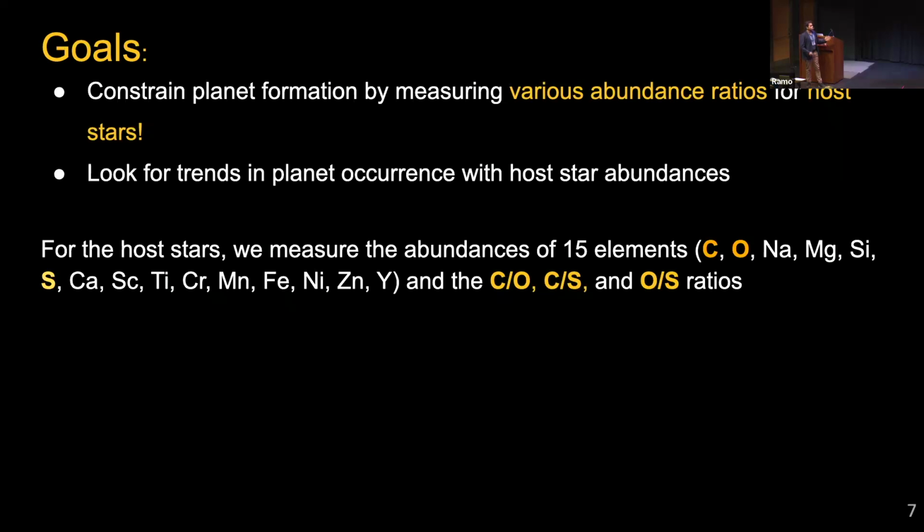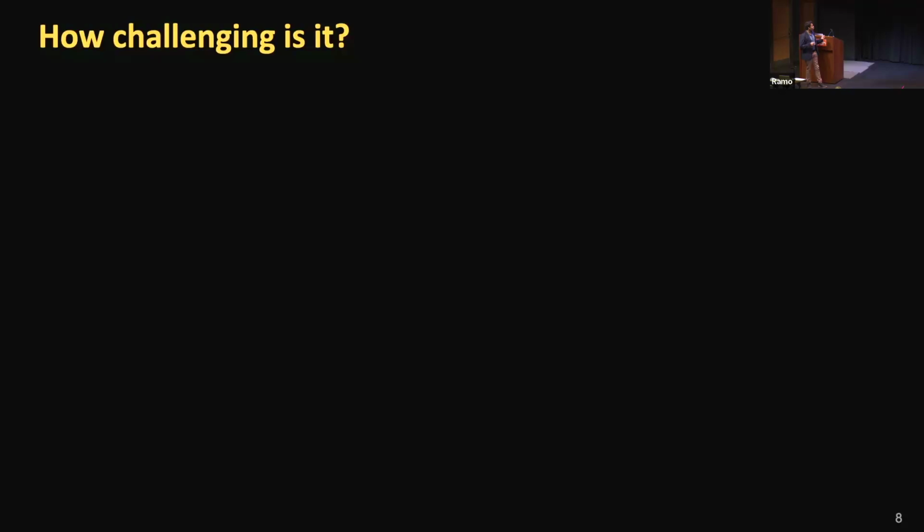With the sulfur-based ratios, the host star abundances become particularly important because, as we saw in the previous slide, the enhancement can be orders of magnitude higher compared to solar. So if you have the wrong sulfur abundance for the host star, it could throw off your interpretation by quite a bit. And how challenging is it for the directly imaged host stars?